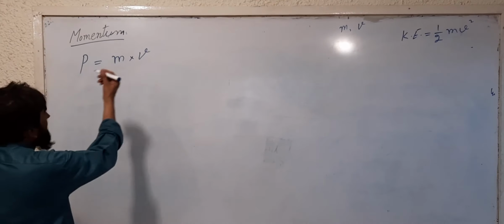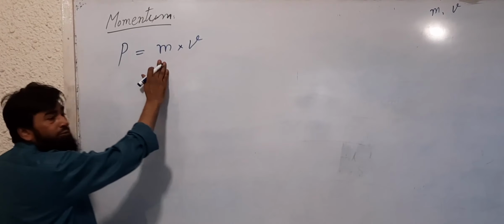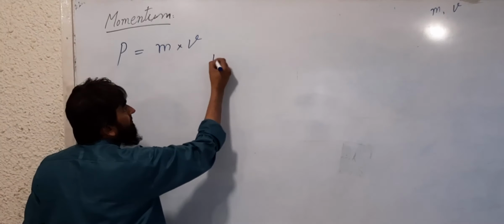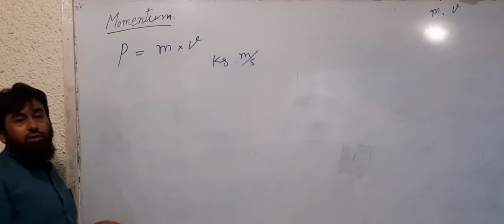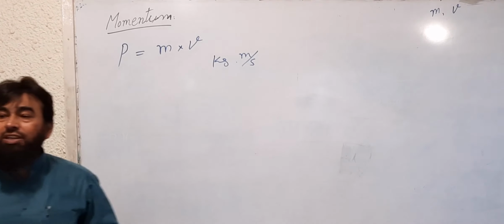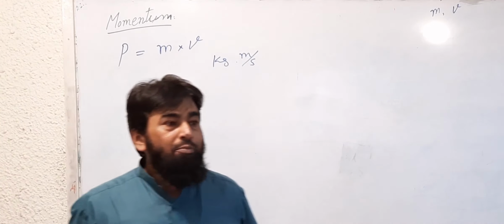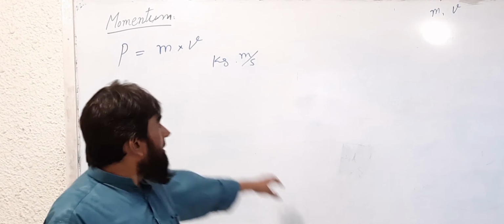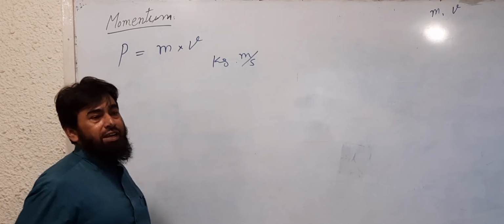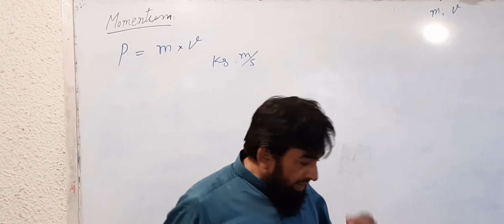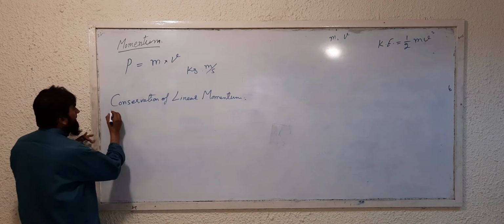What is the unit of momentum? The unit for mass is kg, and velocity is measured in meter per second. So the unit of momentum is kg meter per second. Clear? Okay.